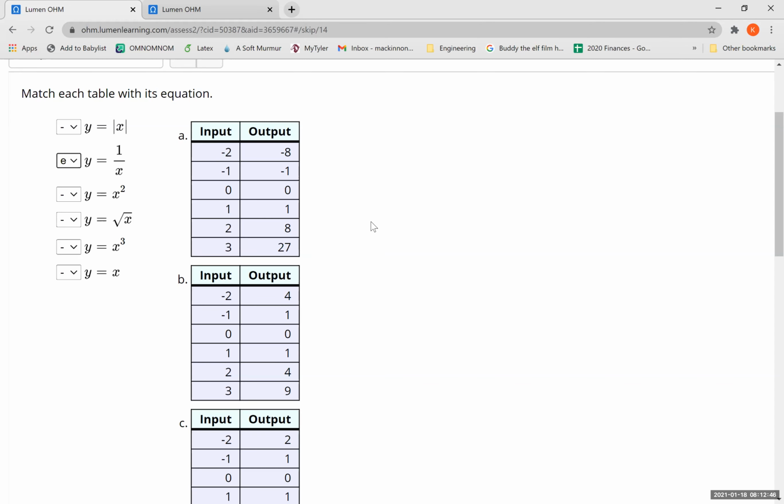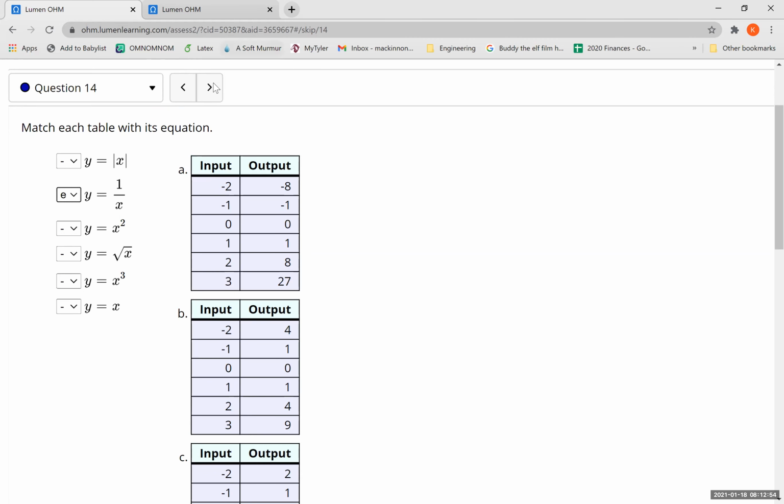So that's going to be an example of how we go about this. You may need to do a little bit of review on how absolute values work, how square roots and cubes work. Let me know if you're running into any particular snags with that.